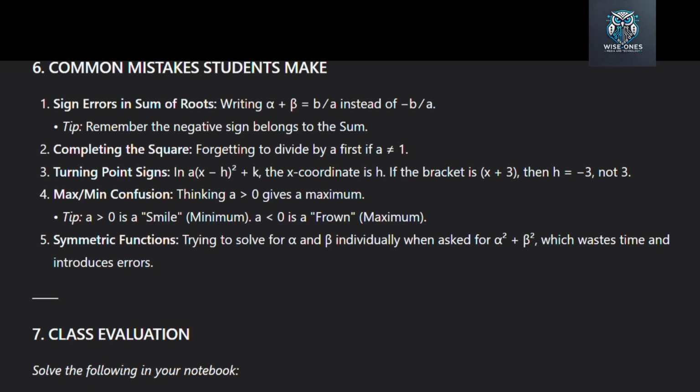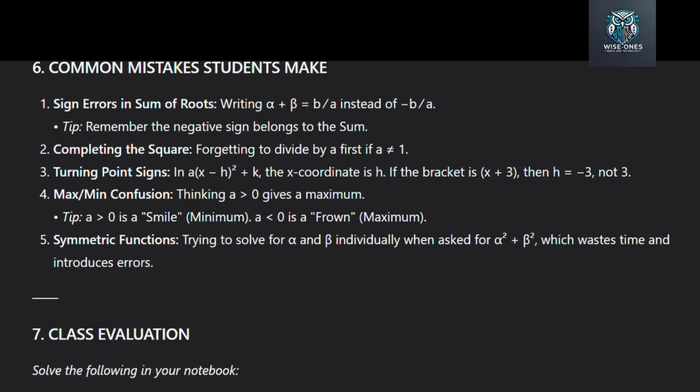Some students write alpha plus beta equals b divided by a. Correction. Remember, the negative sign belongs to the sum. It is -b divided by a. Mistake number 2, completing the square. Some students forget to divide by a first if a is not equal to 1. Correction, always make the coefficient of x squared equal to 1 before completing the square.